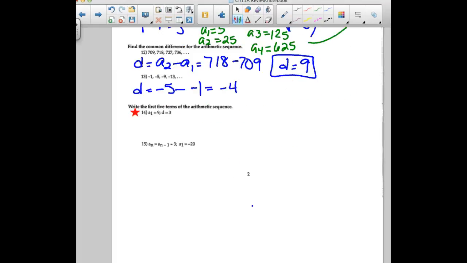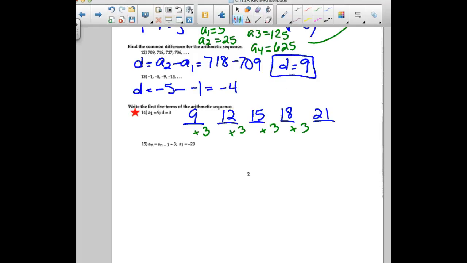Question 14 says to find the first 5 terms of the arithmetic sequence. We are told our first term is 9 and our common difference is 3. That means we're just going to continue to add 3. And we want the first 5 terms. We're told the first term is 9. If we add 3 every single time, what do we get? So 9 plus 3 would be 12. 12 plus 3 would be 15. 15 plus 3 would be 18. 18 plus 3 would be 21.